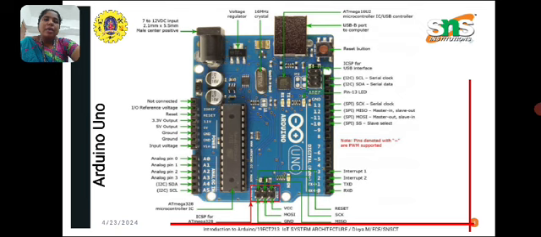These are the components of a UNO board, and I have mentioned here each and every pin of the components that are connected in the Arduino board. Here we have VCC, ground, and a reset button. Each and every pin is expanded here.